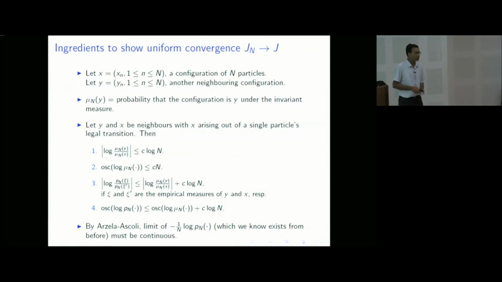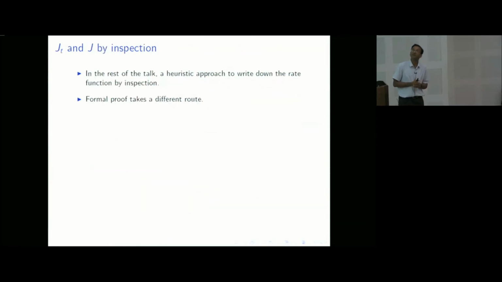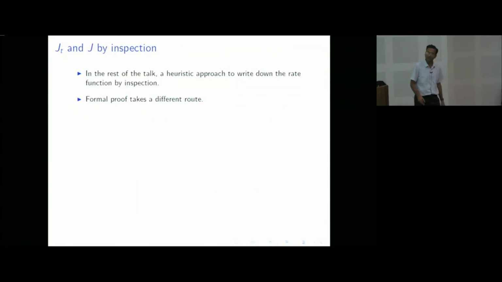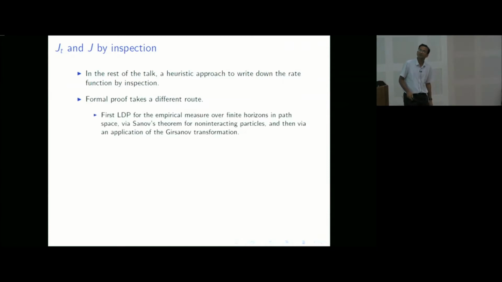Now, what I will now do is try to give some heuristic description. For the rest of the talk, I'll try to give a heuristic description to write down the rate function by inspection in this particular setting. In the diffusion setting, you have norm square coming out in a very natural way. In a very similar natural way, one can write down what the rate function Jt as well as J is by inspection. The formal proof of the LDPs takes a somewhat different route.